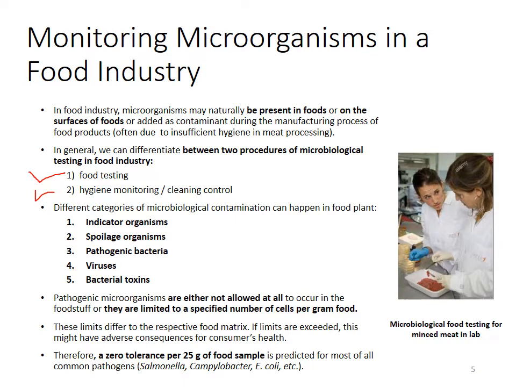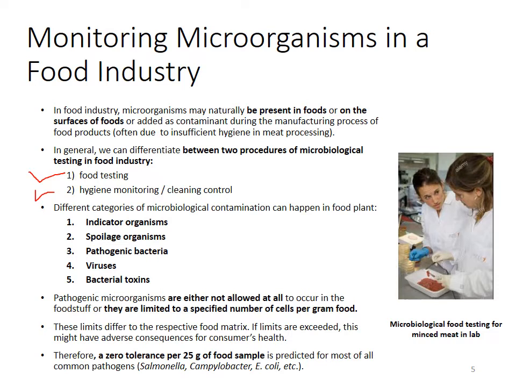There are different microbiological contaminations that can happen in a food plant, and that's why you want to monitor through microbiological tests. The first category is the indicator organism. The second one is the spoilage organism. The third one is the pathogenic bacteria, which are harmful to us, for example Salmonella and E. coli. The fourth one is virus. The fifth one is toxins.